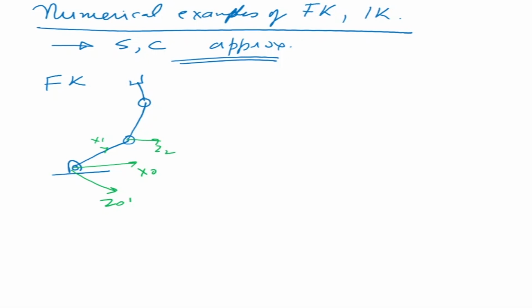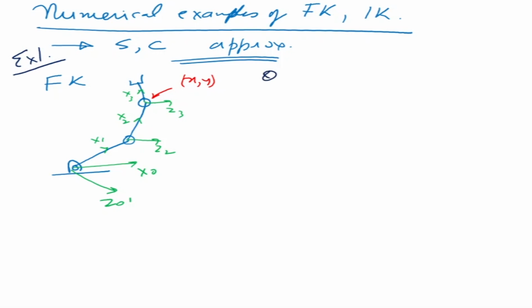This is Z2, this is Z3, this is X2, and this is X3. So the coordinate of the point there is XY. Okay. Now suppose we are given the forward kinematic solution. I'm doing the first example, forward kinematics.